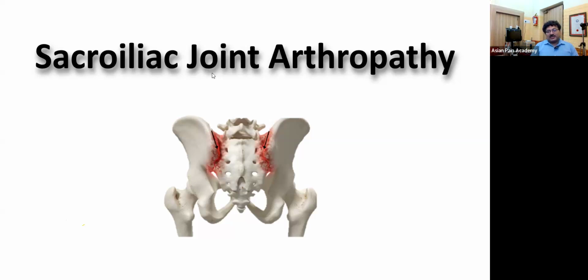Sacroiliac joint arthropathy. So we have two sacroiliac joints by the side of the spine. When they are painful, they also cause pain in the lower back. And you will be surprised, the L5-S1 and the sacroiliac joint have similar nerve supplies. So what will happen is, if the pain is coming from L5-S1 or the SI joint, sometimes they are a little bit confusing because both cause a similar type of back pain.